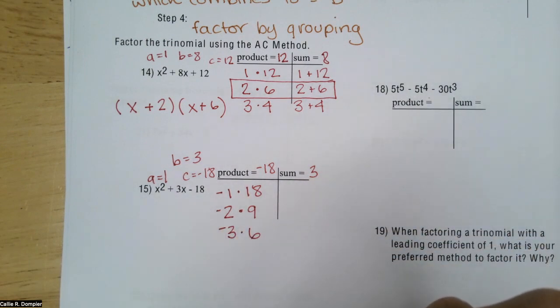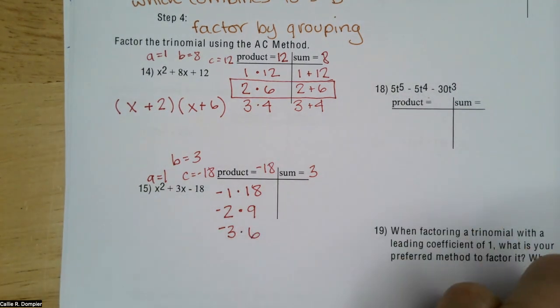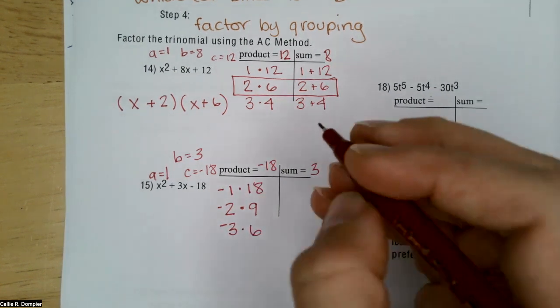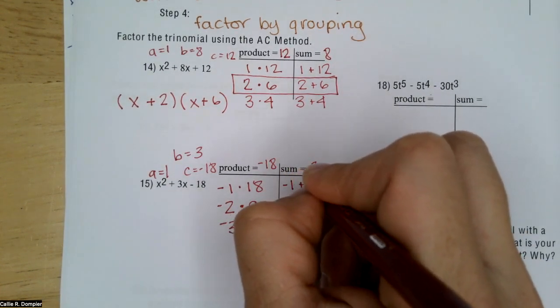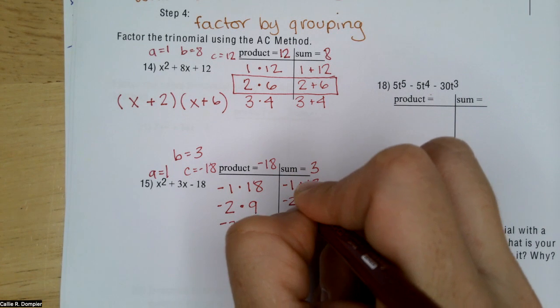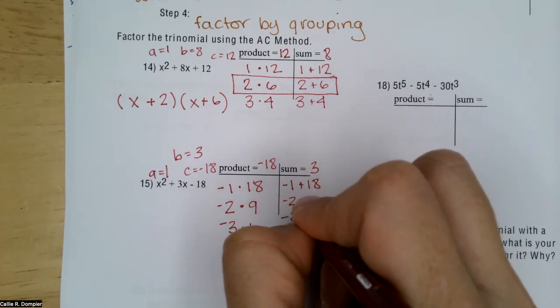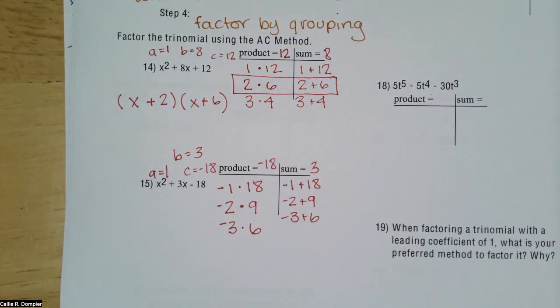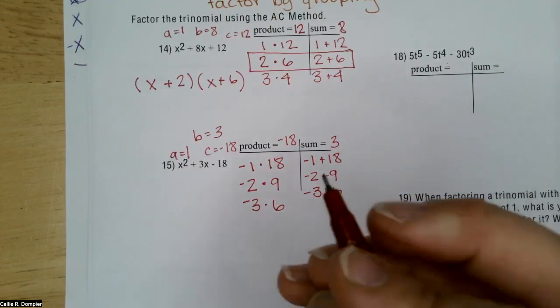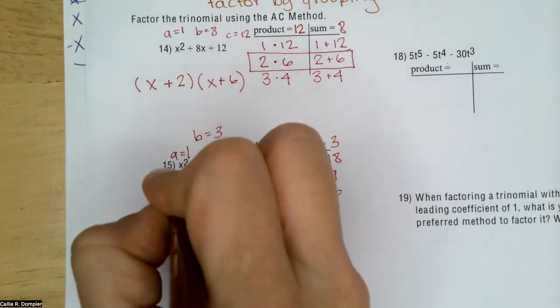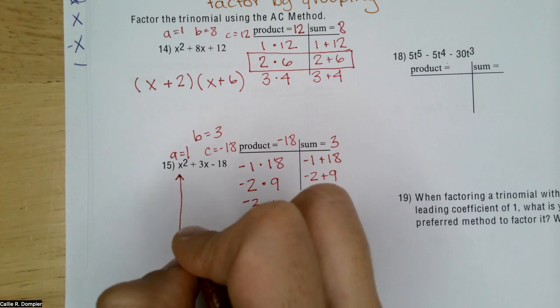18 divided by 4, no. And 18 divided by 5, no. And then 18 divided by 6 will get to 3. So do any of those add now? -1 plus 18, -2 plus 9, -3 plus 6. Do any of those add to 3? Yes, -3 and 6. Again, as long as A is 1, we just do the same thing as usual.